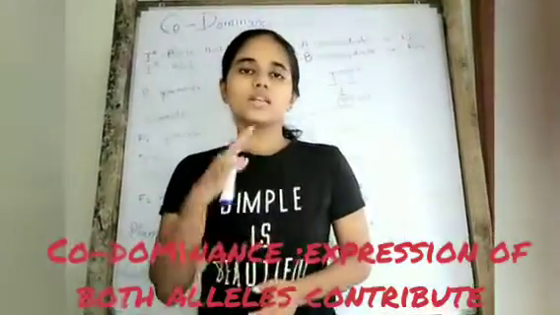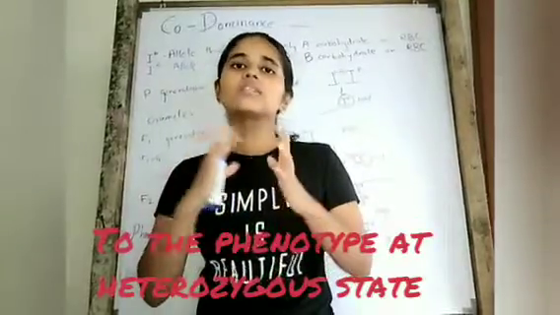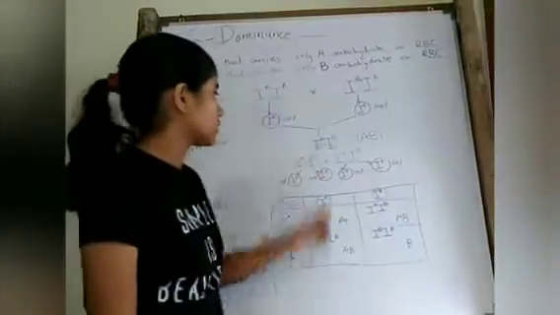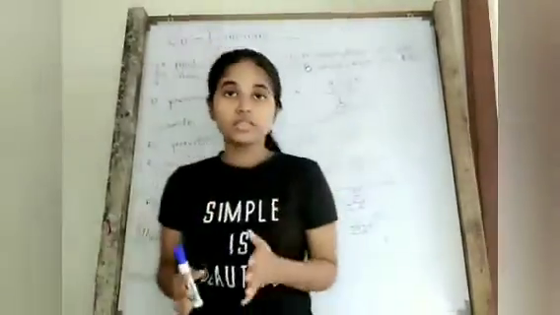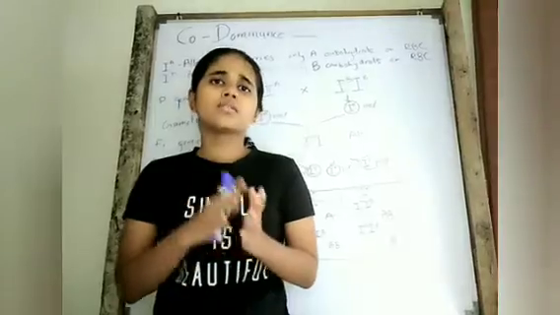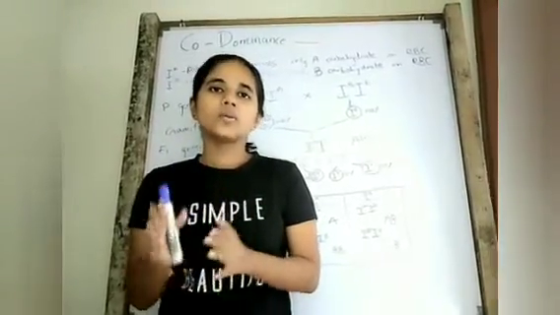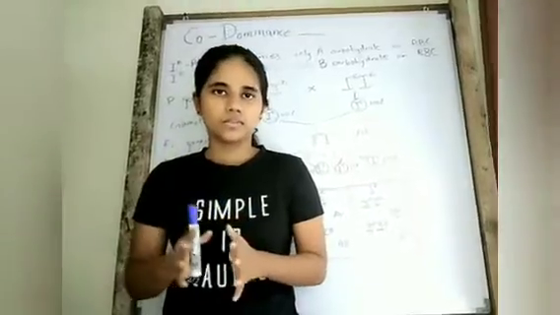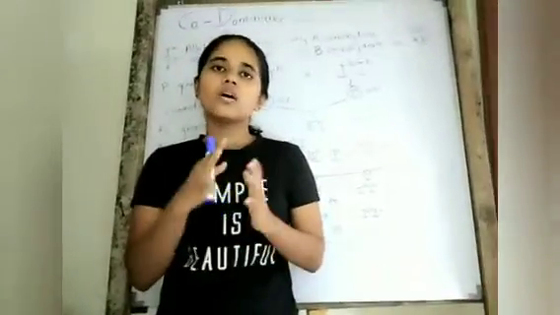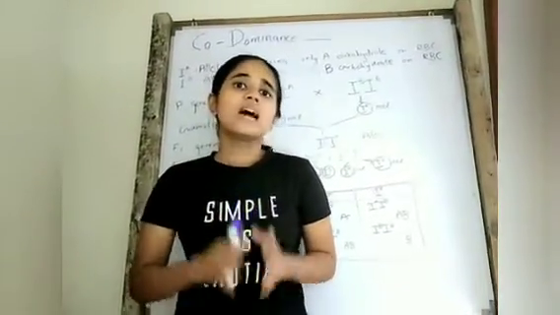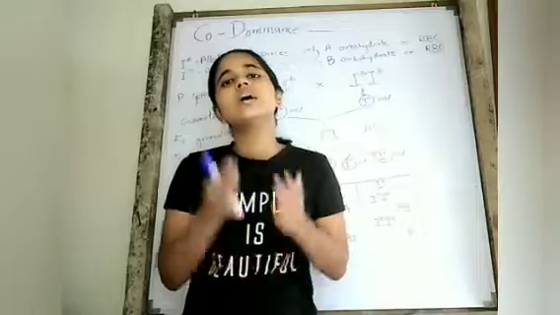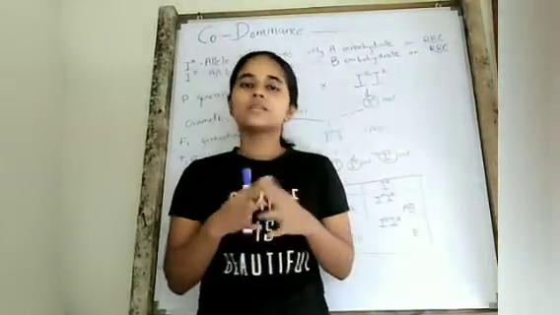In codominance, the expression of both alleles contributes equally to the phenotype in the heterozygous state. You will understand it more by looking at this example: the determination of A, B and AB blood groups in organisms. We say an organism has A blood group when the A carbohydrate is present on its red blood cell surface. We say an organism has B blood group when B carbohydrate is present on its red blood cell surface. We say an organism has AB blood group when both A and B carbohydrates are present on the red blood cell surface. And what about the O blood group?